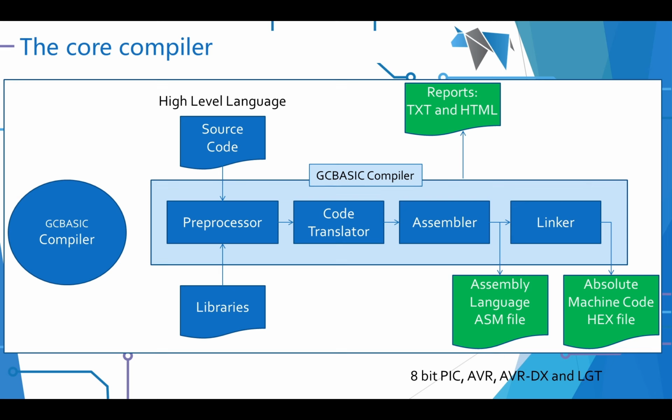Okay, recap. We've got to just make sure we know where we are. This is the diagram I use, and I say basically what we've got. I'll bring the pen up. We've got a thing called a compiler. We take your source code, we take a load of libraries, and we stick them into the preprocessor, it goes through a code translator, assembles it, produces an ASM file if you need it, pushes it through GCASM, and produces an absolute machine code hex file. Really simple. Do you know what? That's what I've been telling you.